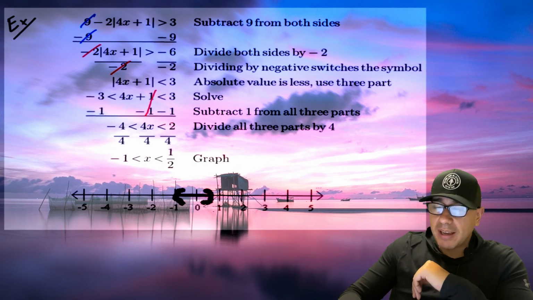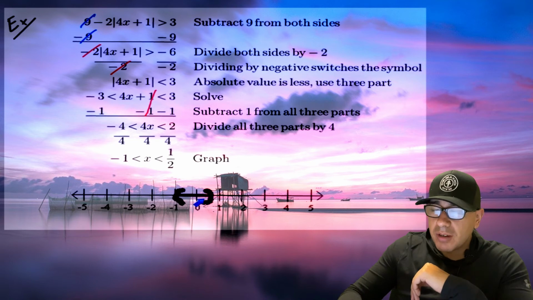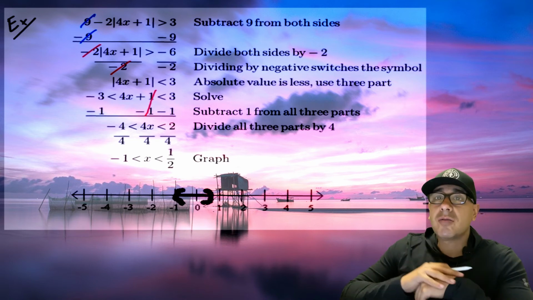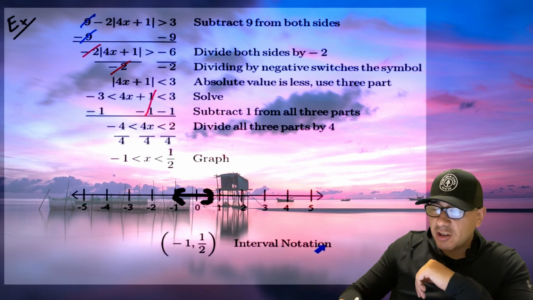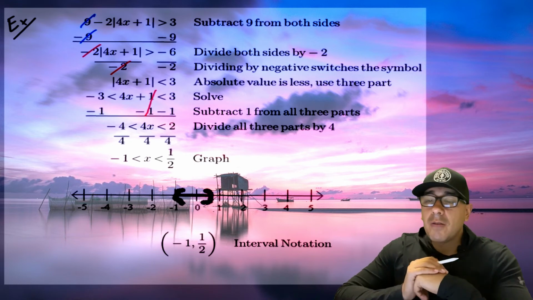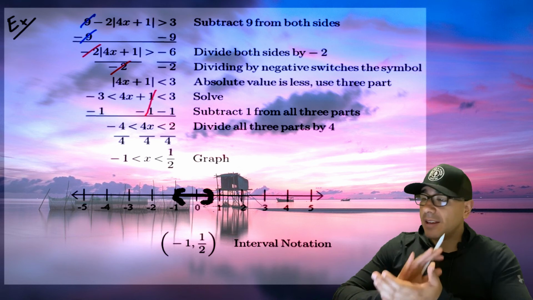So we start at -1 and we finish at 1/2. So x could be any number between -1 and 1/2. Every single number in here is a possible solution. Writing this in interval notation, we start at -1, open parentheses, and we end all the way at +1/2.